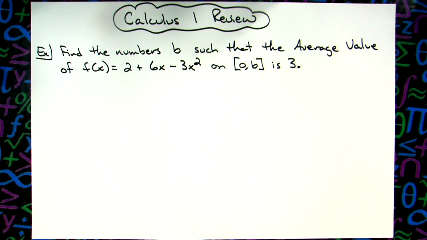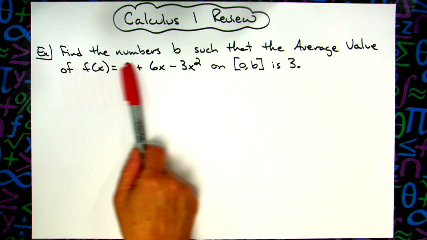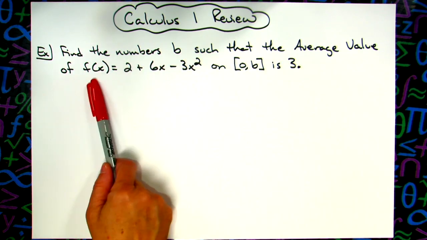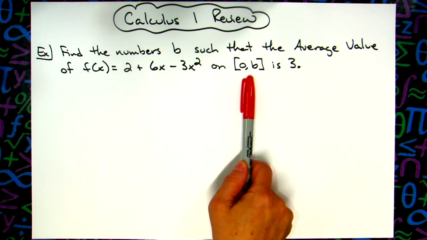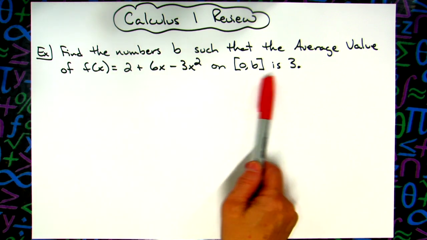In this video, we're going to be taking a look at a Calculus 1 review question, one that would come at the end of the semester when you were trying to review for a final exam. It says: find the numbers b such that the average value of the function 2 plus 6x minus 3x squared on the closed interval from 0 to b is 3.